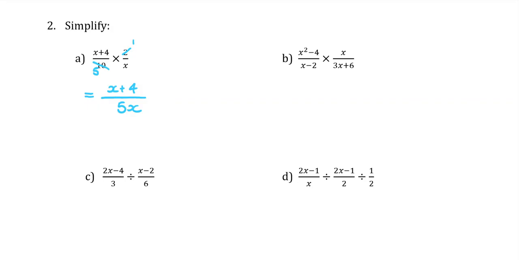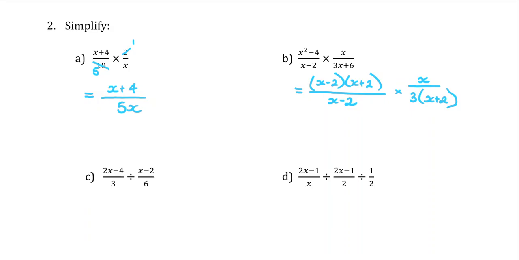In B, I can see on the top of that first fraction that x squared minus 4 is a difference of 2 squares. So I can factorize that by going x minus 2, x plus 2. The bottom, leave it the same, x minus 2, then times x over, and the bottom of that second fraction, I can factorize out a 3, which will give x plus 2 in the brackets.